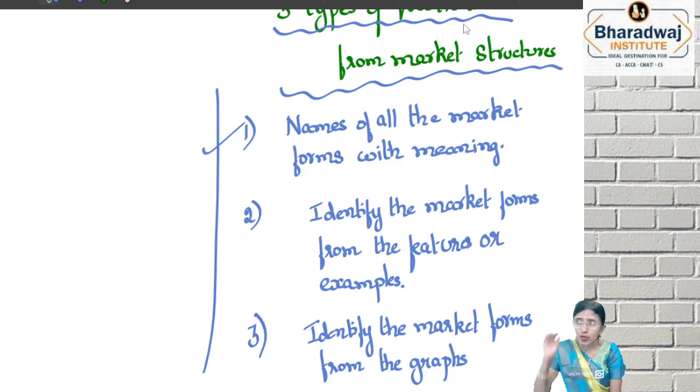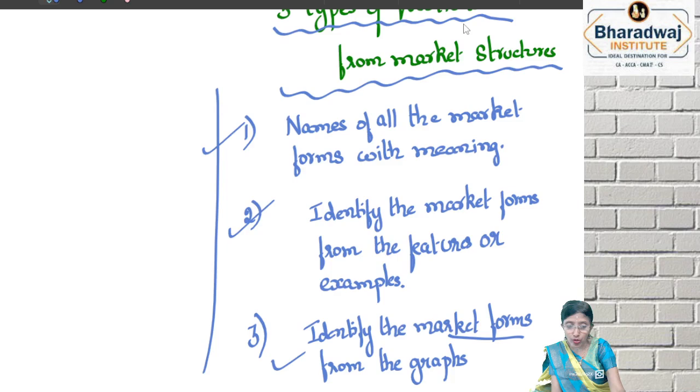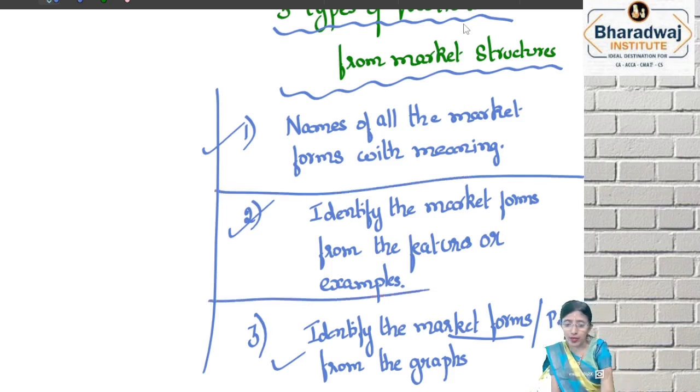Then take any feature and see which market form it is going to be. Examples, which market form. I think in our big assignment I sent you market structures. There it is. This is how we prepared and sent it. And here identify the market forms. Not only that, profit or loss, that also from the graphs. So these are the three types of questions you are going to prepare for market structures. Okay.